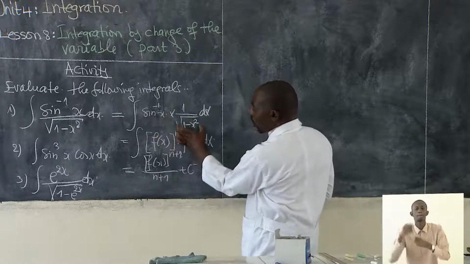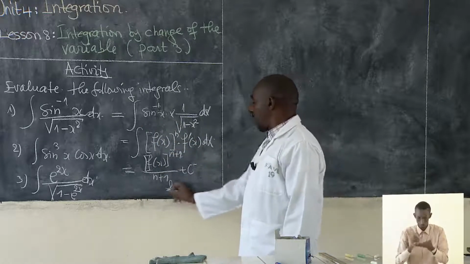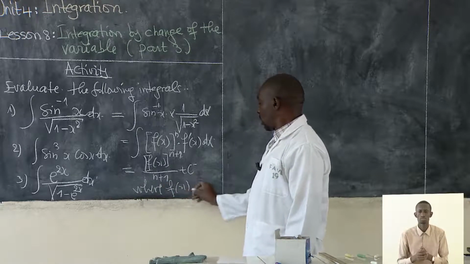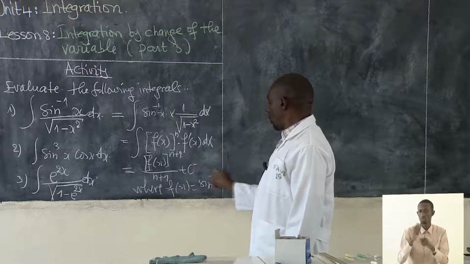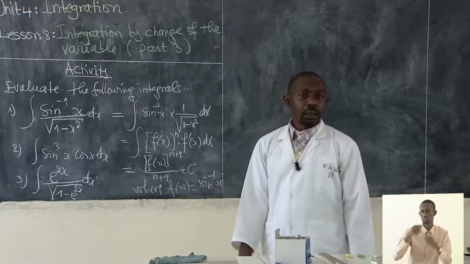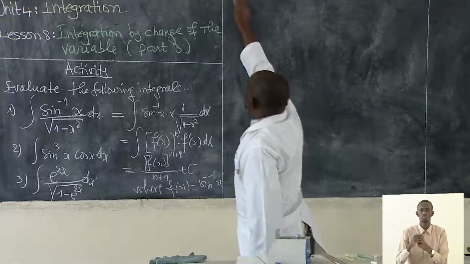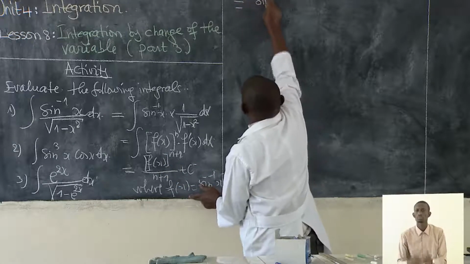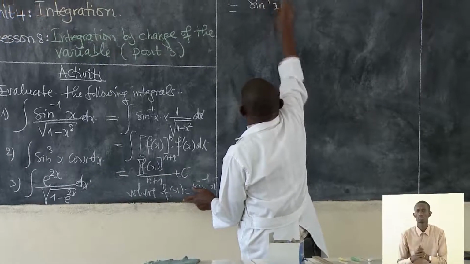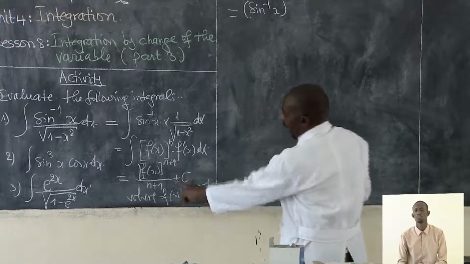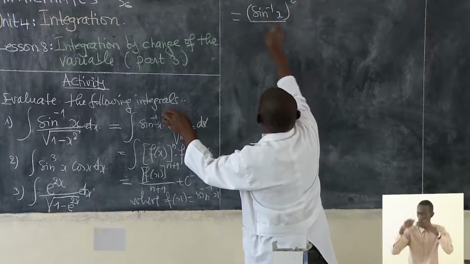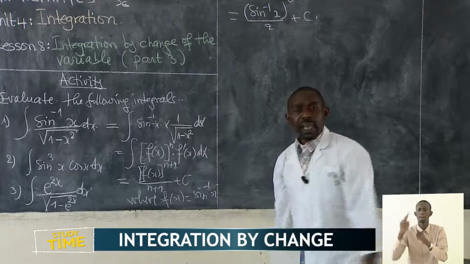Observing these two functions, for me, f of x is sine inverse of x. Means that the answer for that is sine inverse of x, n is 1, so power 2, divided by 2, then plus c, and I'm done.